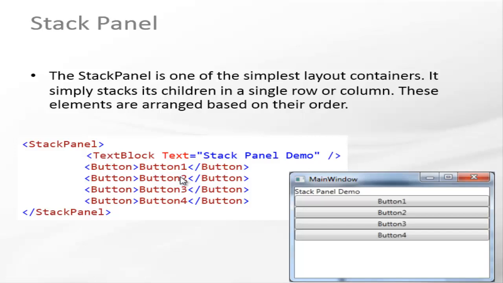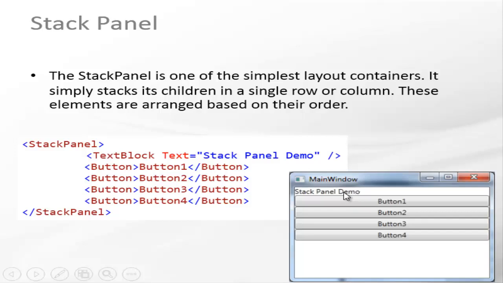Component could be anything. When I say anything, it could be one more stack panel. So instead of this button, I can put one more stack panel inside it. So I can nest it. It is not a new thing. Here, if you notice, when I put the components in the stack panel, the first text box saying stack panel demo comes right at the top.